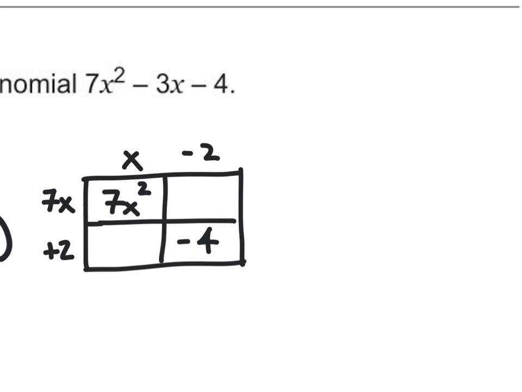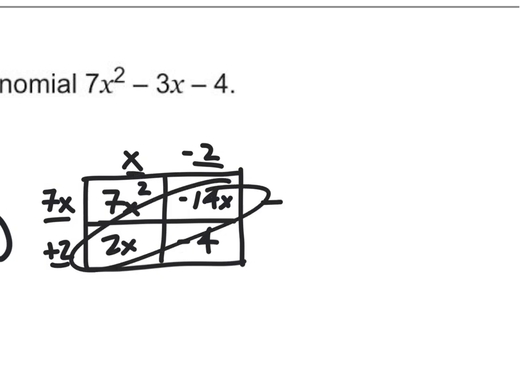Actually, that's not going to work. I already know it's not going to work. Well, let's just go through it anyway and show you that it's not going to work. If I take negative 2 times 7x, that's going to give me negative 14x. And then if I take 2 times x here, it's going to give me positive 2x. If I add these together, this is going to give me negative 12x, which is not negative 3x. So no, can't do it. So let's try something else.